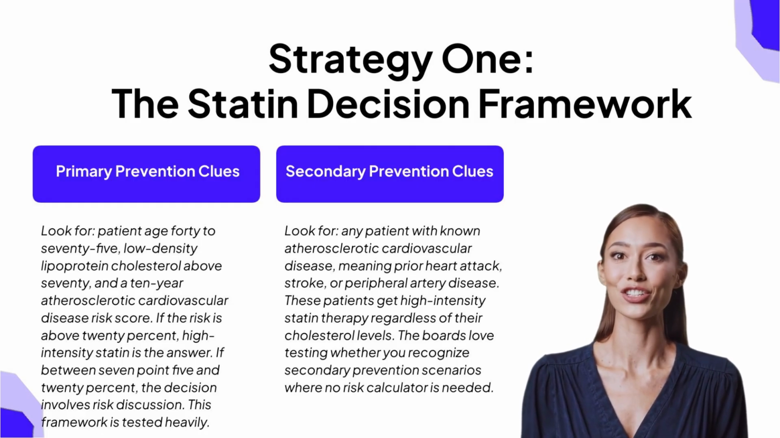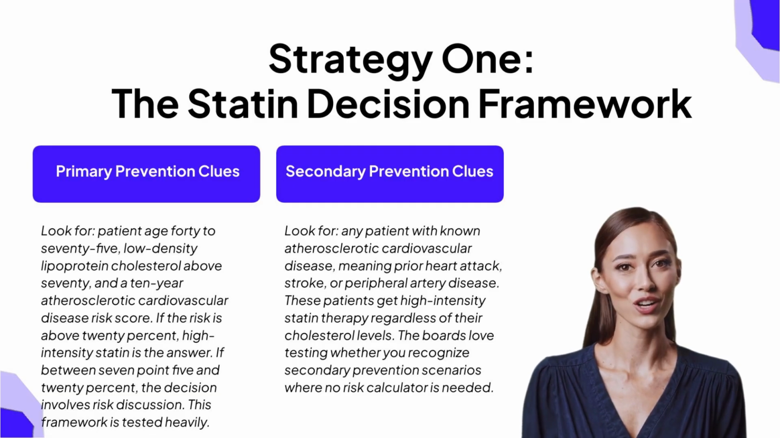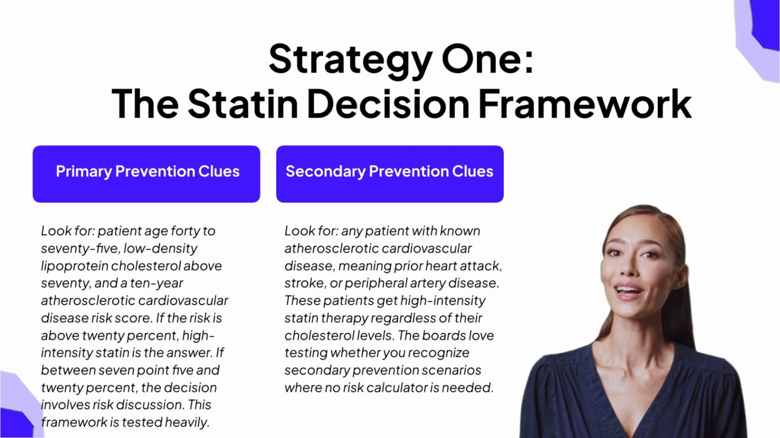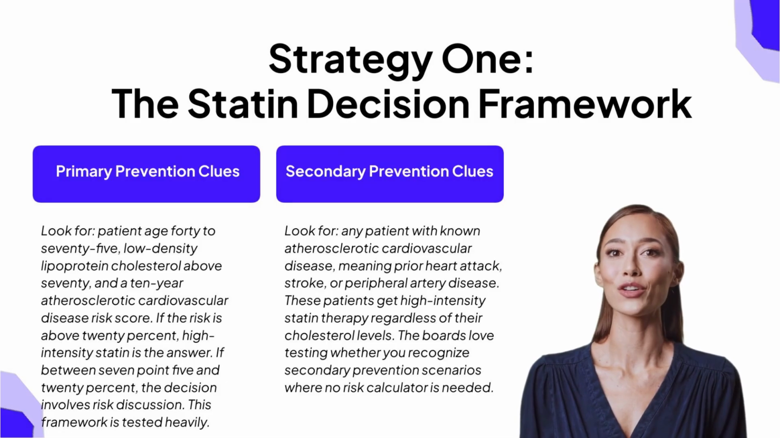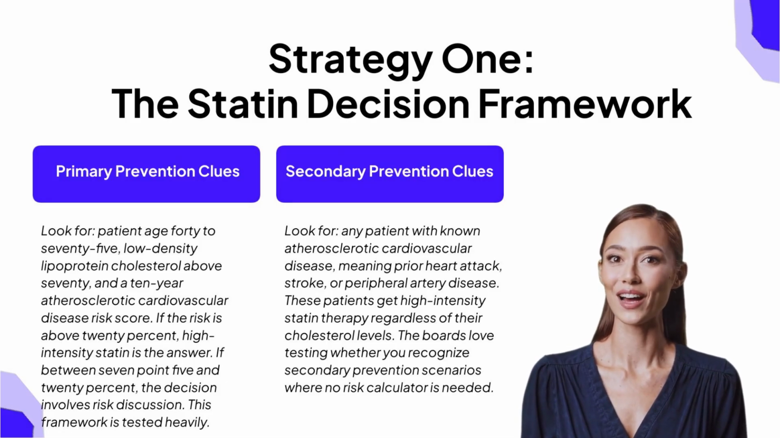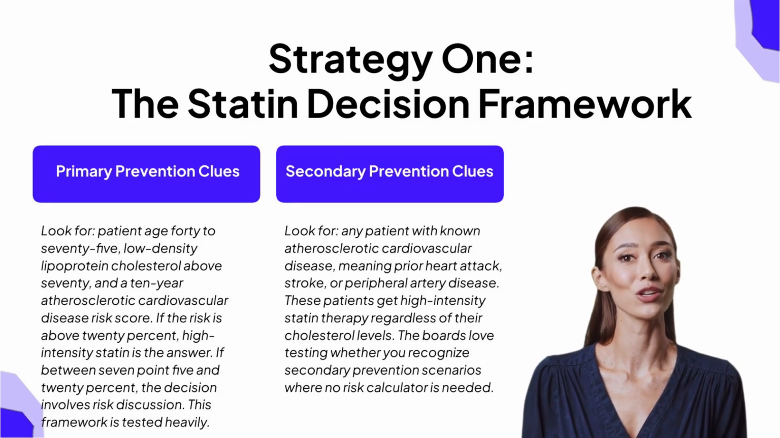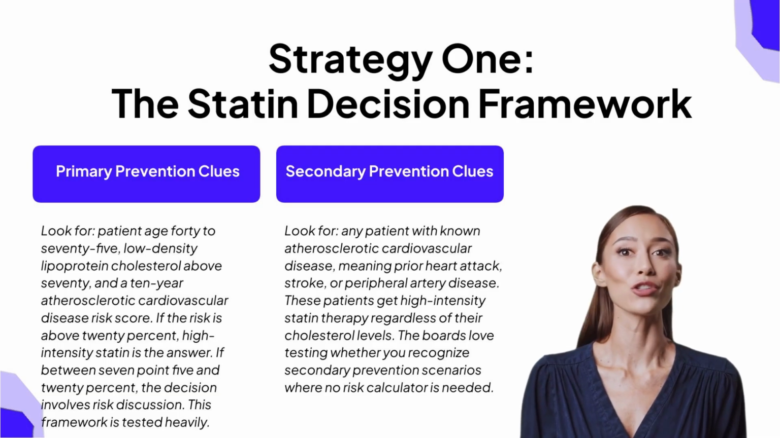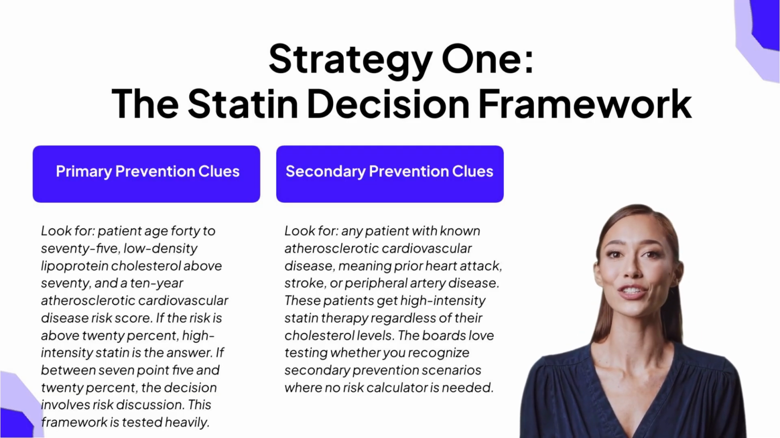For secondary prevention, the patient already has established cardiovascular disease, like a prior heart attack or stroke, and they automatically get a high-intensity statin regardless of cholesterol numbers. No risk calculator needed. Make this your first mental framework for lipid questions.